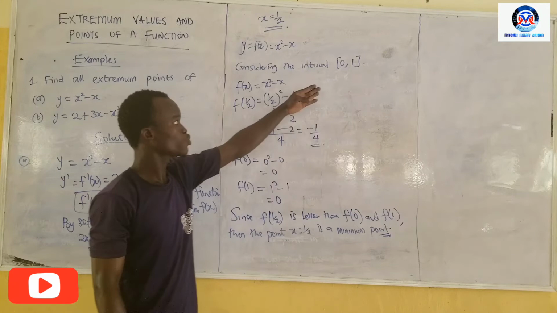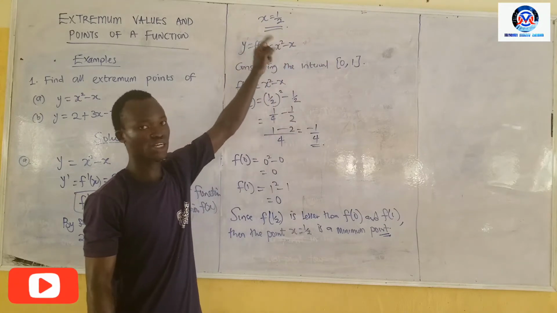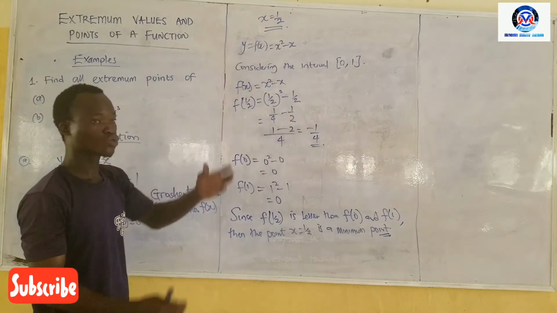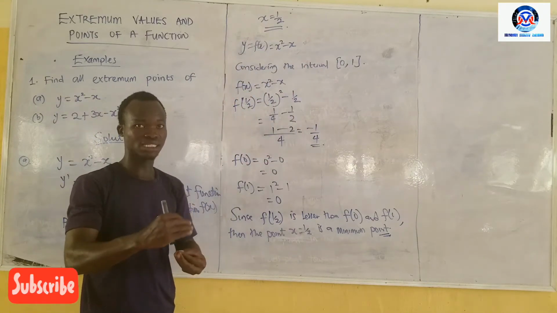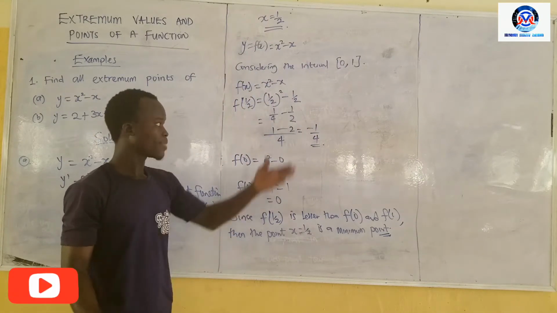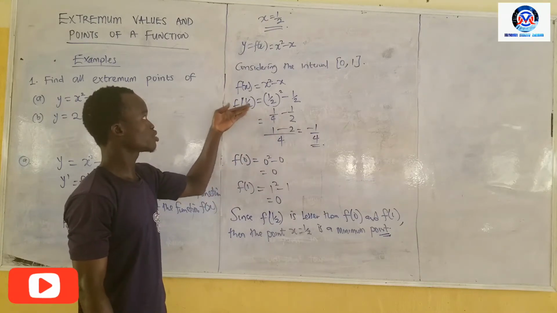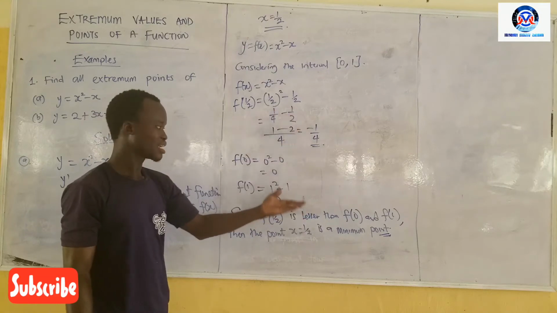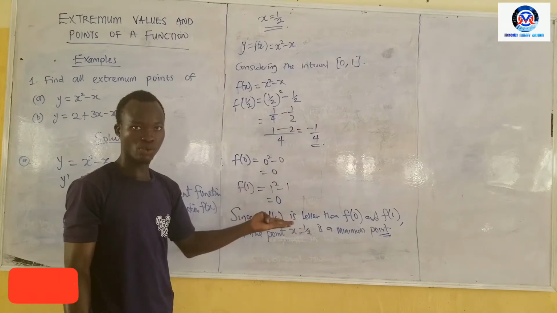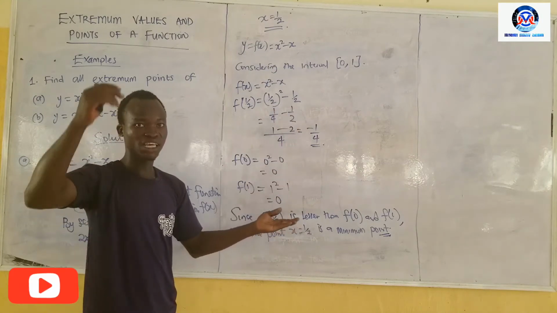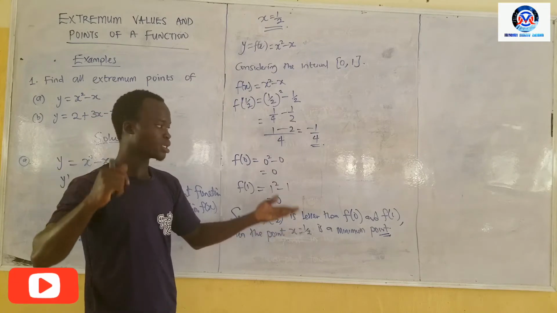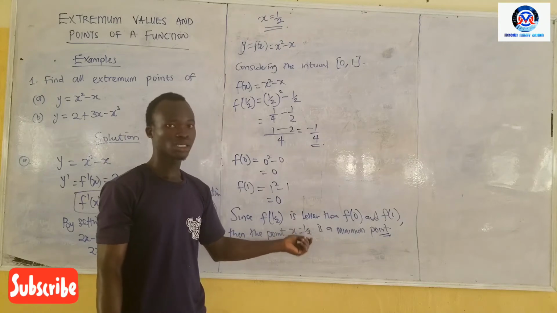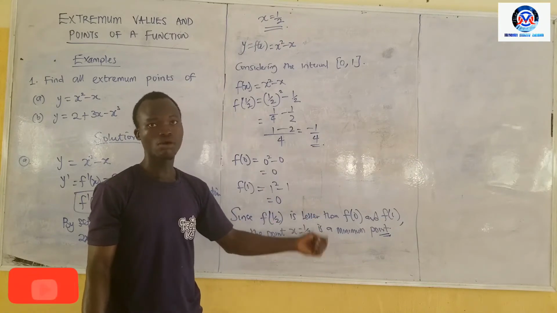That is why we consider this interval. So now we evaluate the point x equals 1 over 2 and the endpoints in the function to compare them and know the one that is lesser or greater. By doing so, we have that the evaluation of the function at x equals 1 over 2 is lesser than the evaluation at the endpoints. Since it is lesser, from the definition of relative maximum, it follows that x equals 1 over 2, which is the c, is a minimum point.